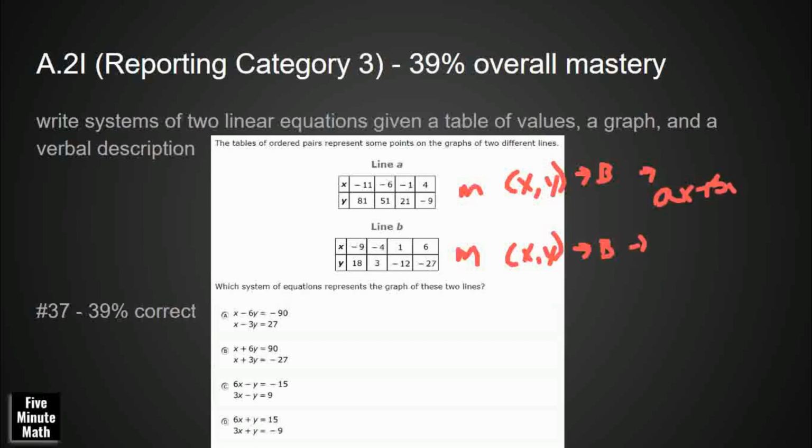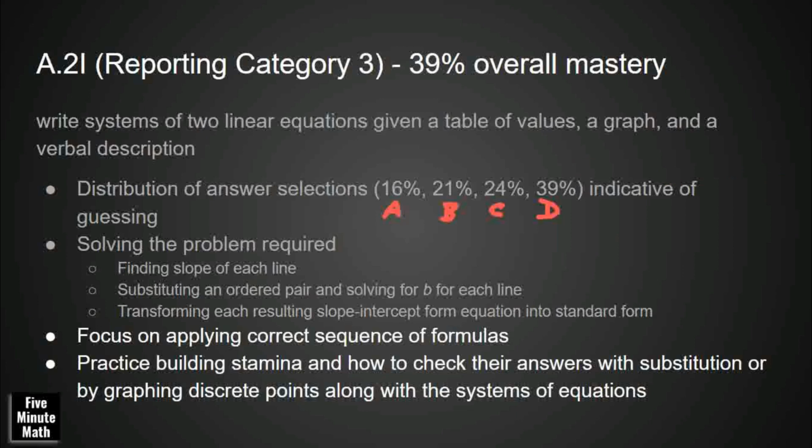ax plus by equals c. You had to do that for each of those. So it's a lot of work, and most likely it's a sequence of formulas, but our instructional implication here is that we need to focus on applying the correct sequence. If you do one of those three things out of order, or you're just guesstimating, the whole thing comes tumbling down. And we need to focus on building stamina, because that's a lot of work, right?